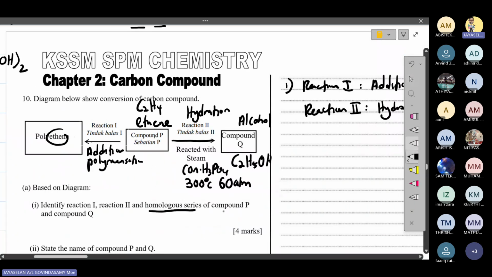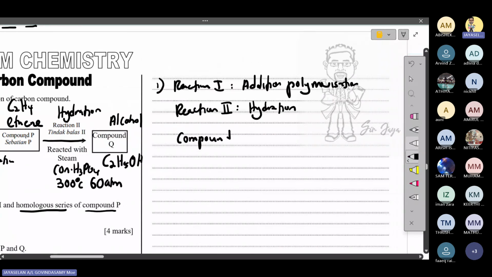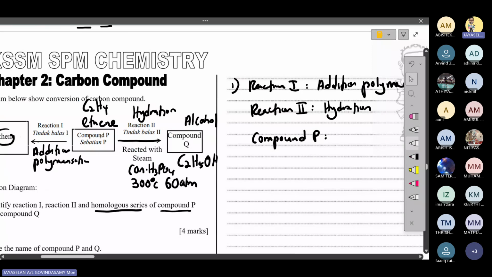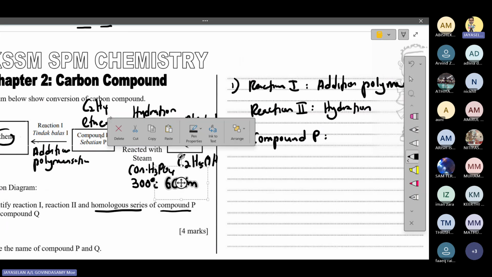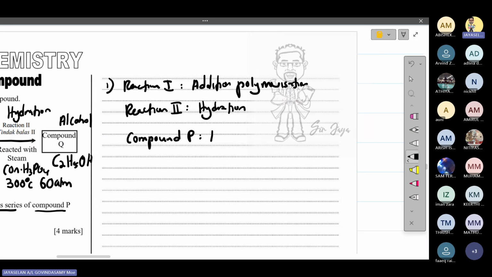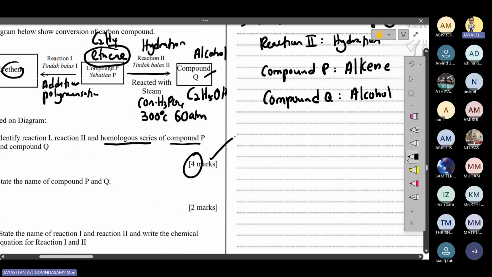Okay, now they want the homologous series of compound P and Q. So you put compound P. Which homologous series does it belong to? Homologous series: alkane, alkene, alkyne, alcohol, carboxylic acid, ester. So this belongs to ethene, right? Ethene, alkene. You put alkene, one mark. I have scored 3 marks. Then I go to compound Q. Compound Q belongs to alcohol, right? So I put alcohol. I already score 4 marks. So I have taken all the marks. Congratulations everyone. Okay, any question?